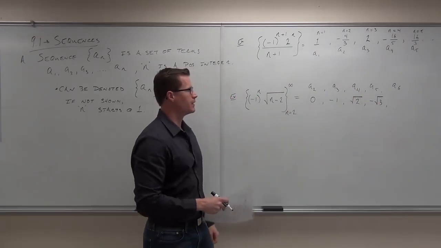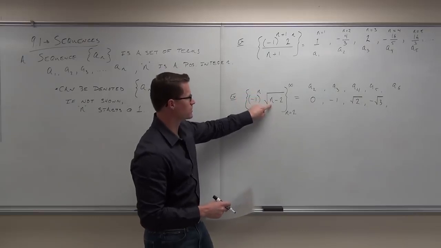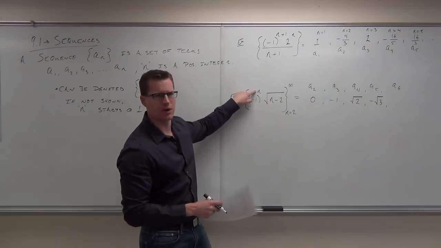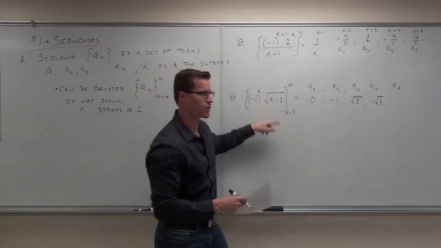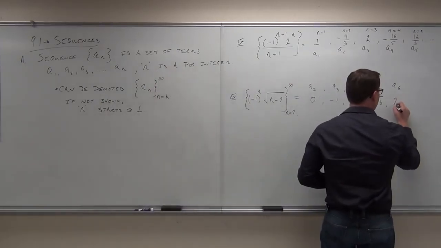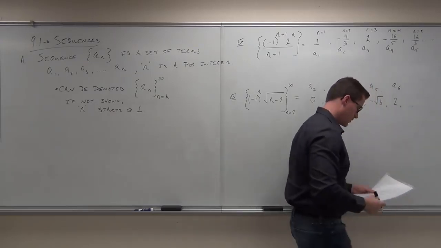Next up, a sub 6. 6 is going to go here, 6 is going to go here. So negative 1 to the 6th power, positive or negative? Positive. For sure. 6 minus 2 is? 4. Square root of 4? 2. Positive 2. It doesn't end, it goes forever.